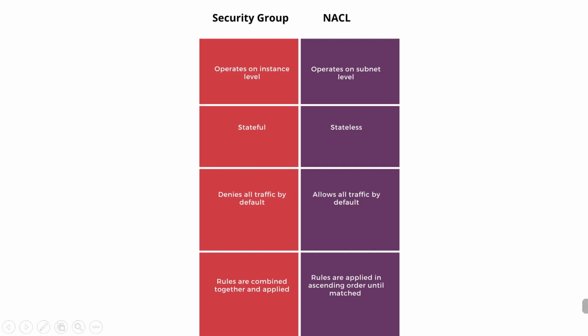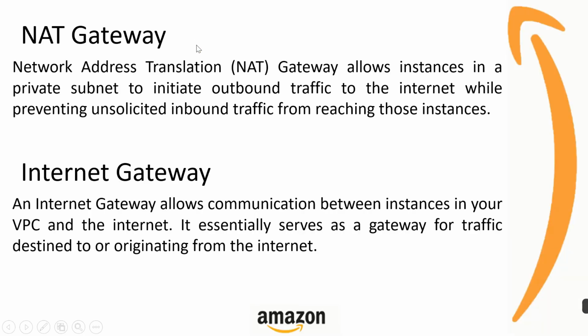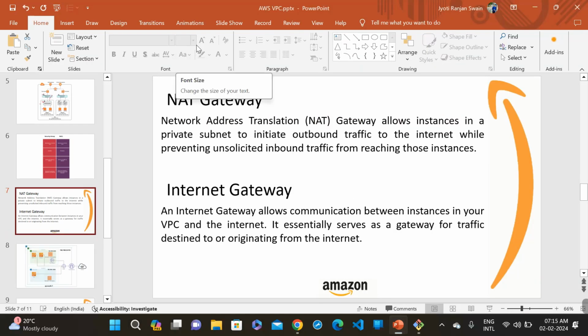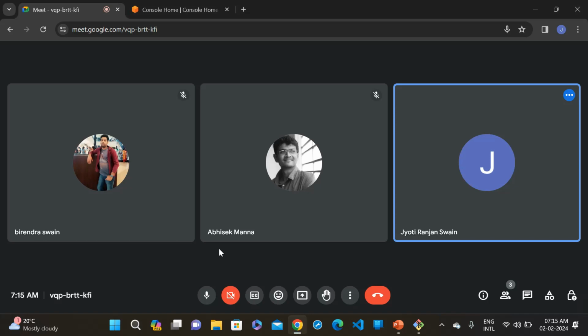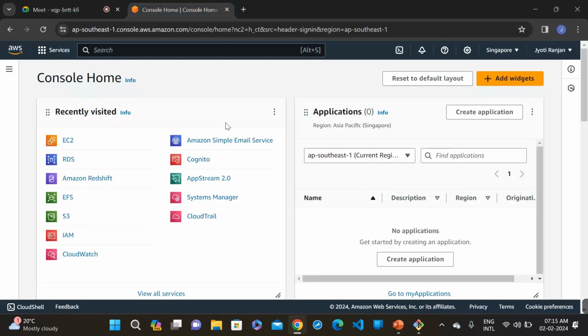So let's go to the AWS console and do the demo for NACL. First we have to go to the VPC part, right? So go to the VPC.